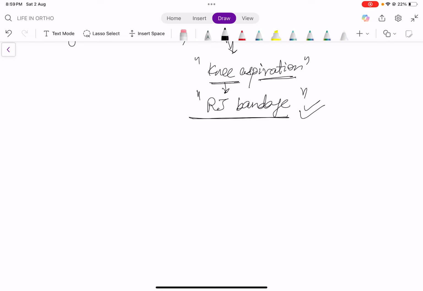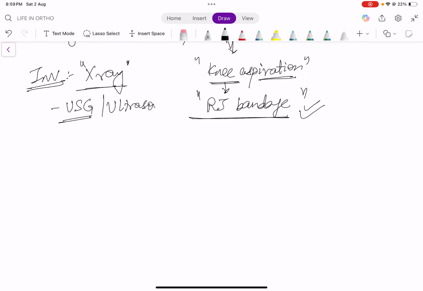Now, what all investigations will you do? As I said, the basic one is an X-ray. We already discussed it. Then a USG or an ultrasound, to assess for effusion. If you're not sure about your patellar tap, you can get an ultrasound to look for a collection in the suprapatellar recess.